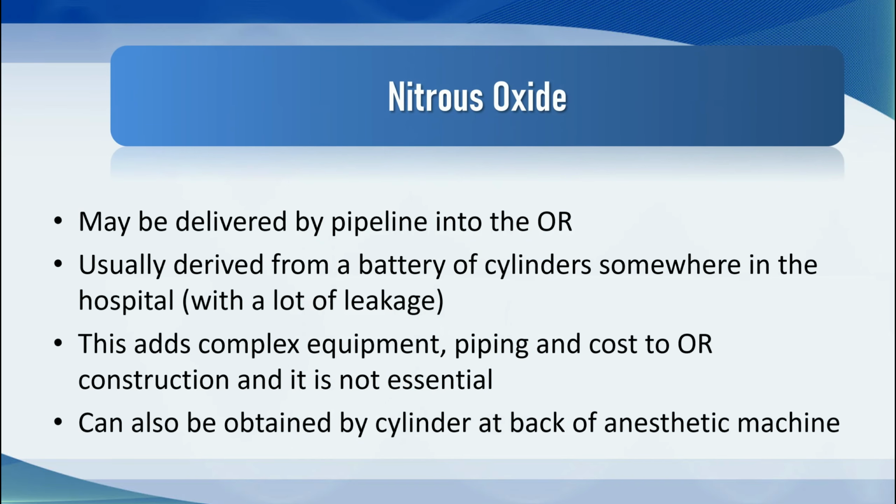Nitrous oxide may be delivered by pipeline to the operating room, usually derived from a battery of cylinders somewhere in the hospital, and a lot of the gas leaks out of these pipes. This adds complex equipment, piping, and costs to operating room construction, and it is not essential. Many newly constructed hospitals no longer pipe nitrous to their operating rooms, but you can give nitrous oxide via a cylinder that is connected to the back of the machine if, for example, you need it to deliver inhalational induction of anesthesia.